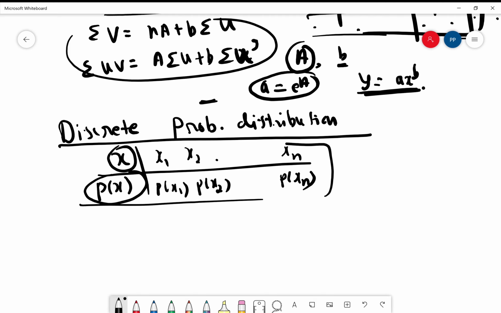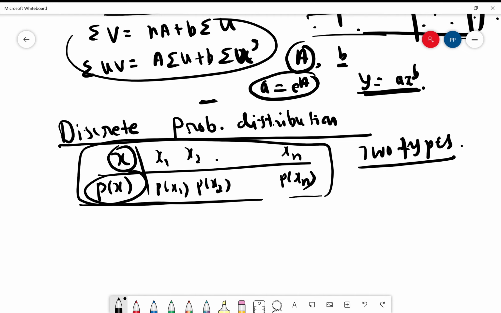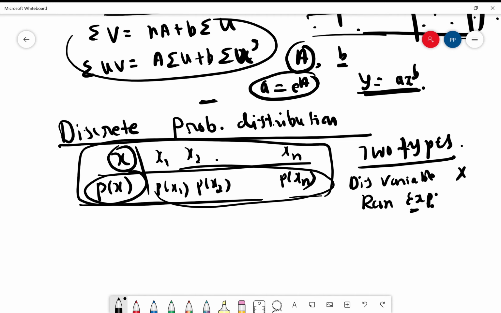Now, so what kind of problems do you come across here? There are two types of problems. In one type, you will be given the discrete variable x for a random experiment. Okay, and you'll be asked to find out the discrete probability distribution. Here you have to find out all the values taken by the variable like x1, x2, etc., xn, and the corresponding probabilities, and then you have to form a table like this.